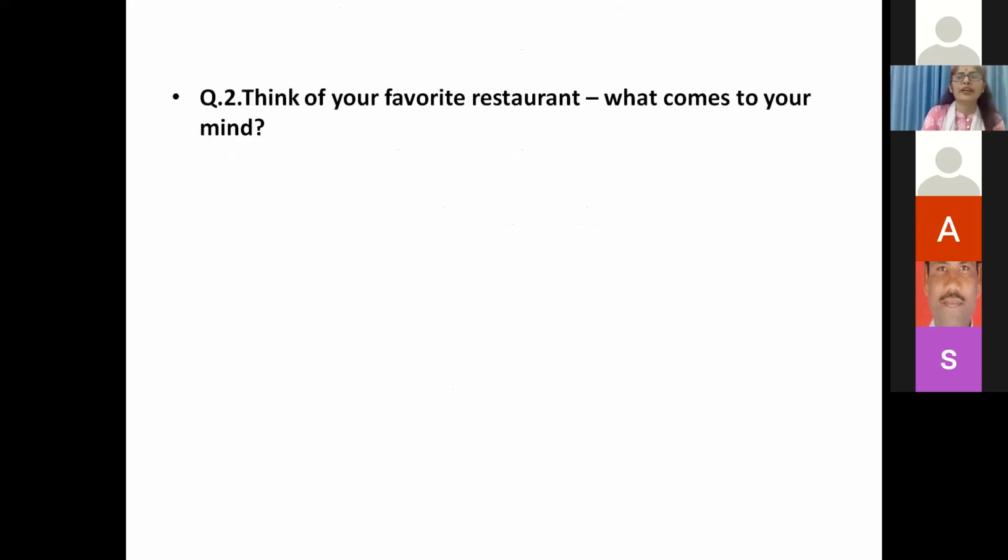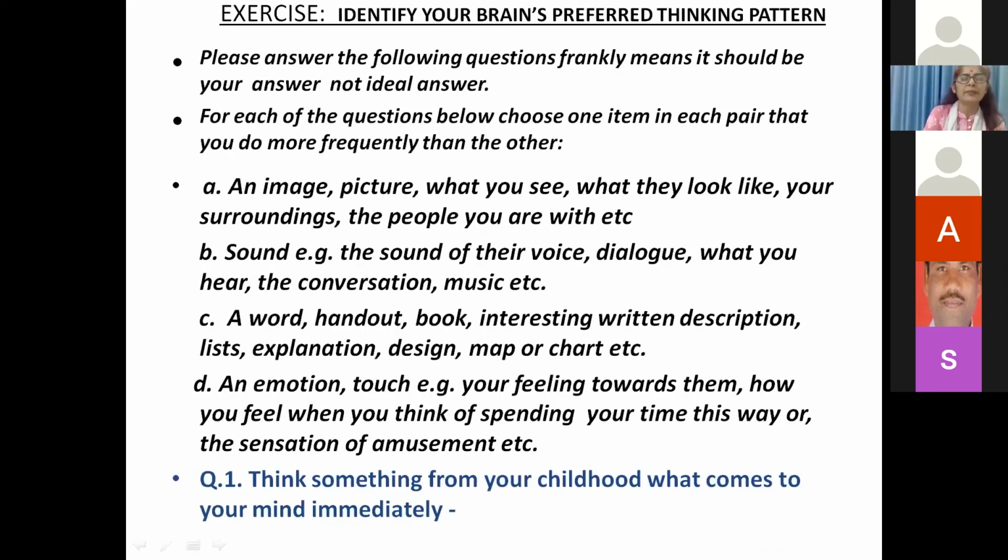Think of your favorite restaurant. What comes to your mind? And again, I am showing you the previous slide. A means image related. B means sound related. C means some written description if you remember. And D means if you feel something, emotion. So this is how you have to write A or B or C or D. A stands for image, pictures; B stands for sound, voice; C word, handout, book, written description; D emotion or feeling.